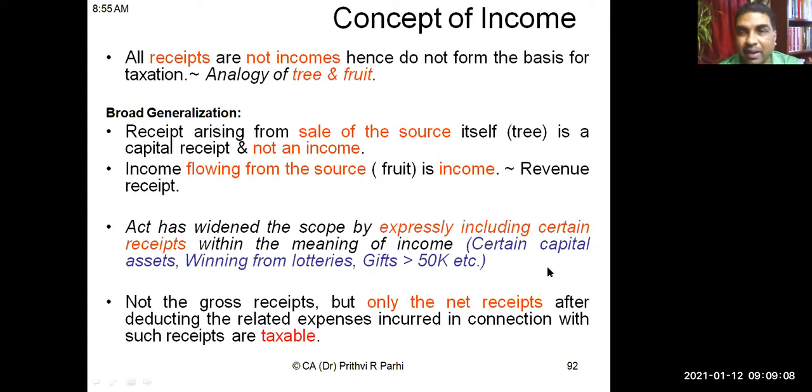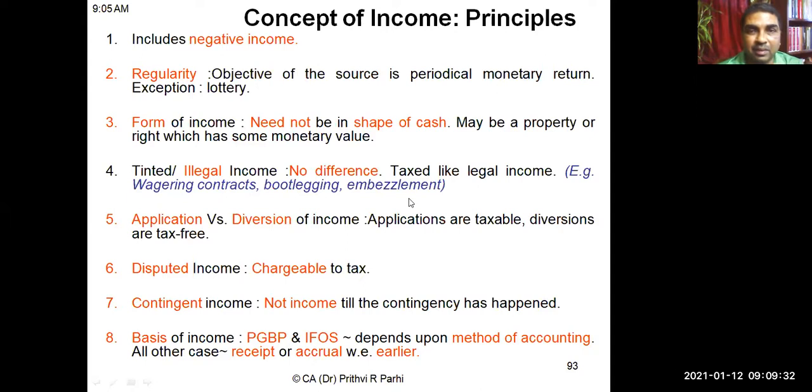And here you have to remember, it's not the gross receipt. It's the net receipt, that is, after deduction of all connected expenses. It's the net receipt which is taxable. Let us say you have received some money and you have spent some money also. So only the net amount will be taxable.